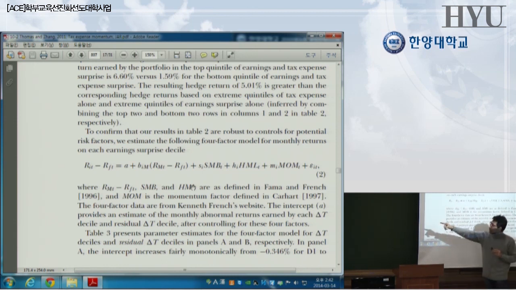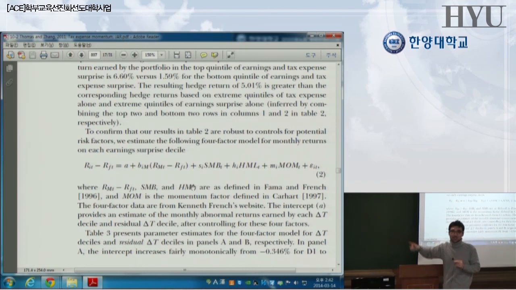우리가 텍스를 가지고 델타 T로 10개의 그룹으로 나눴잖아. 각각 그룹별로 과연 이 퓨어한 머니가 있냐 없냐를 보고 싶다는 거지. 그렇죠? 이해가 가요?